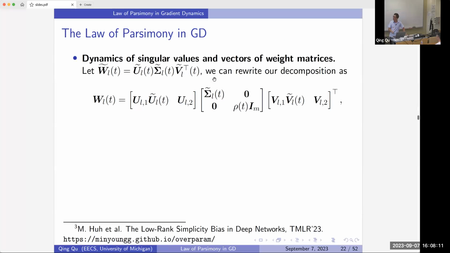So to further address Jeff's question, if you write this W tilde as a singular value decomposition, you can see that the left singular subspace is changing, and the singular values in a very small subspace are changing, and for the rest of the subspace it is totally unchanged. It will just stay there throughout the training process.